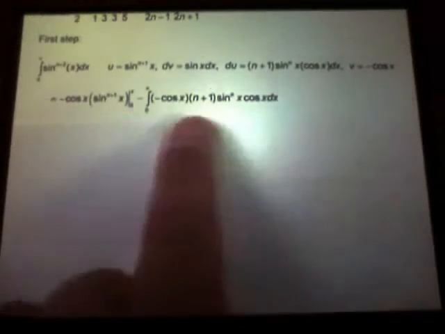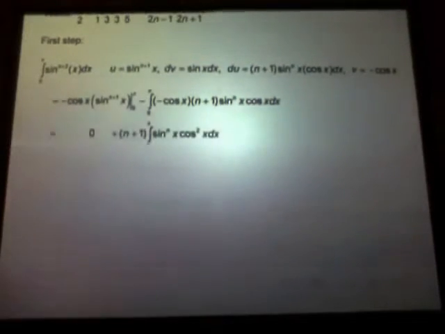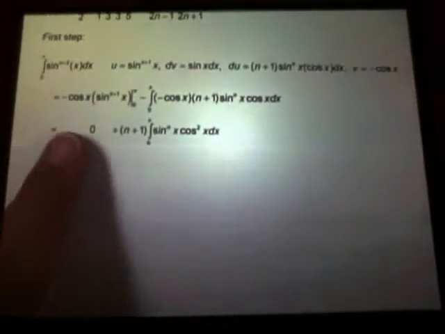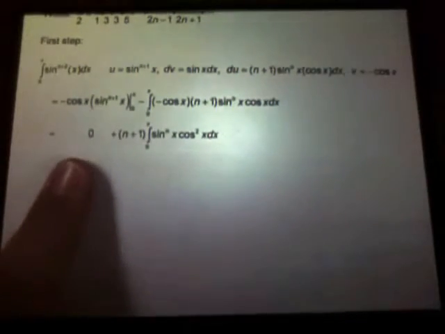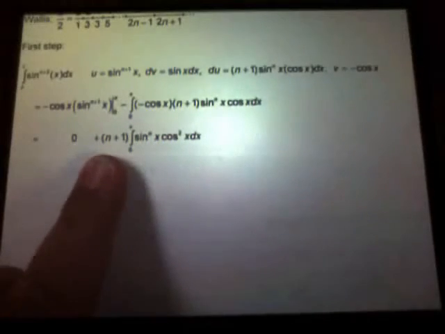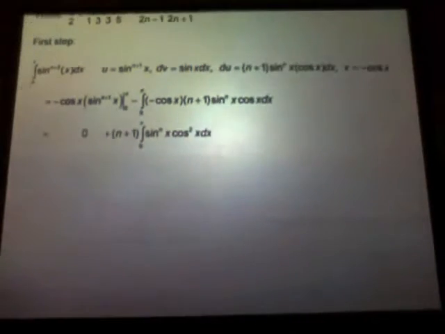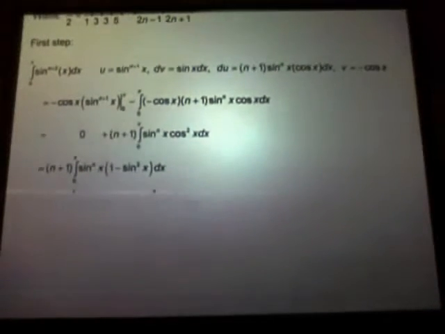of, there's a v again and then du. So this is just 0, the sine of pi and the sine of 0. So then the negatives become positive, and you have n plus 1 times the integral of sine to the n times cosine squared, which you then write as 1 minus sine squared.